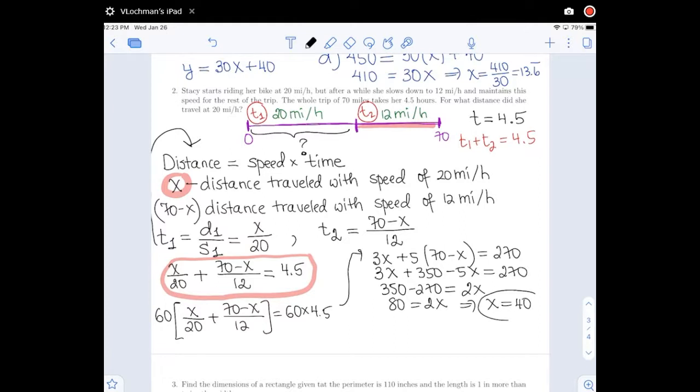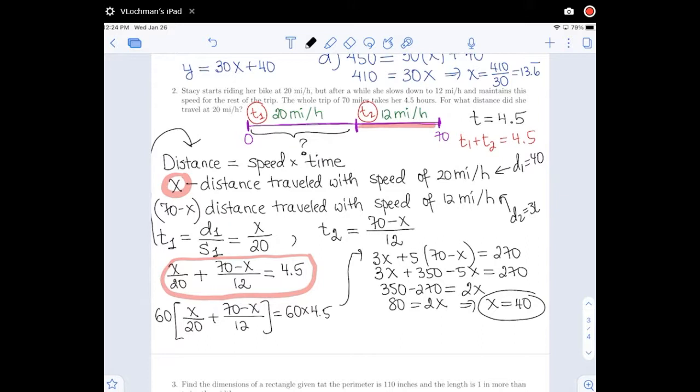Let's go back here. What was that? 40 was this distance right here, D1. Let's call it D1 is 40. So she traveled 40 miles with the speed of 20 miles per hour. What does it mean? What was the distance that she traveled with speed 12 miles per hour? 30. So D2 would be 30, and that one is just 70 minus 40.